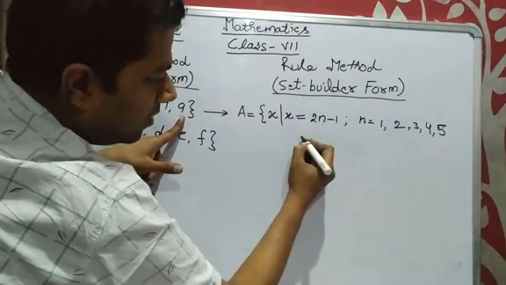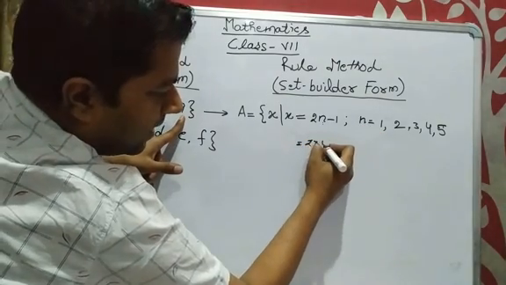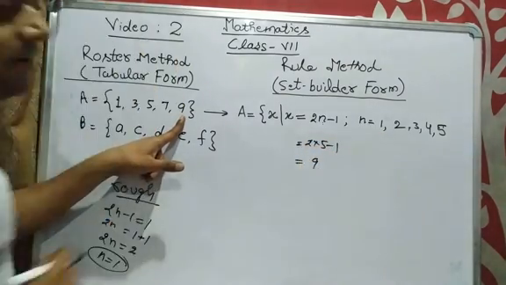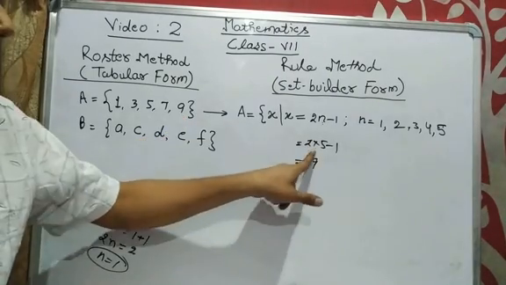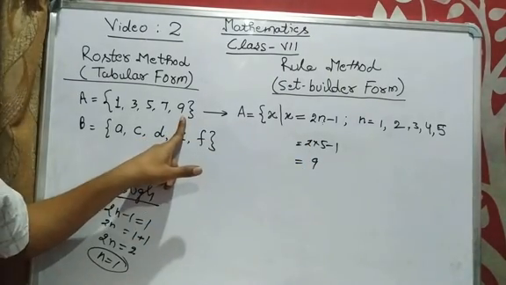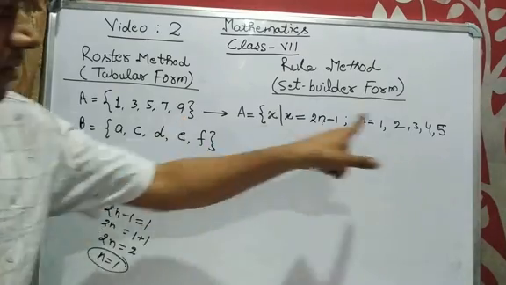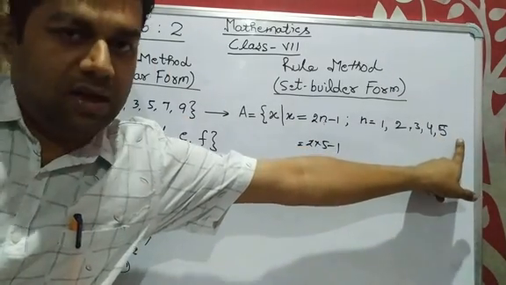5. 2 multiply 5 minus 1, that is 9. 5 to the 10 minus 1, 9. Now stop here. While we are stopping here, that means we will not proceed further after 5.